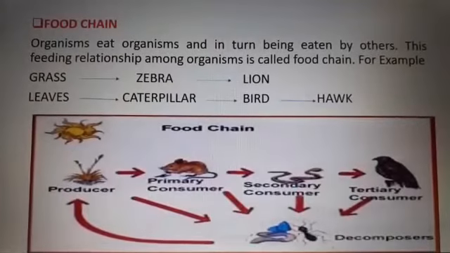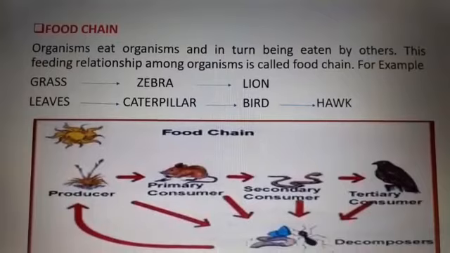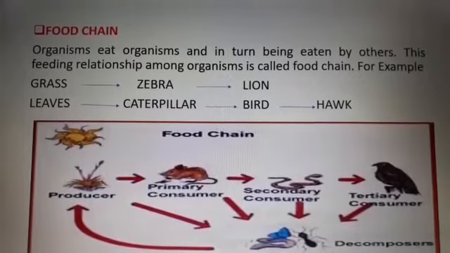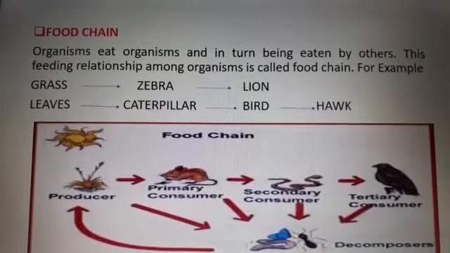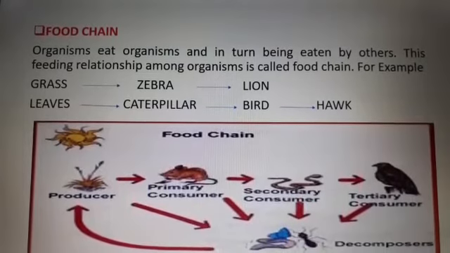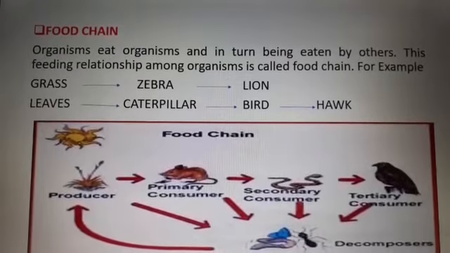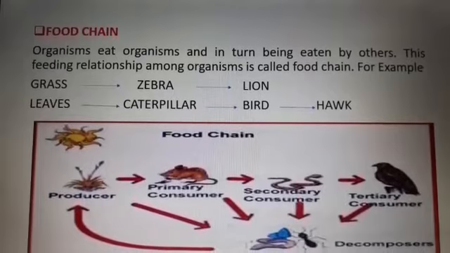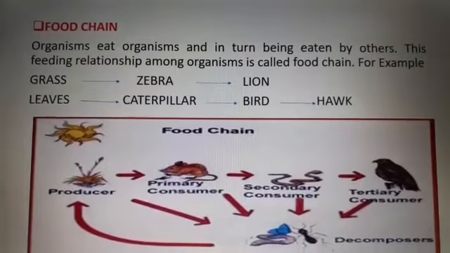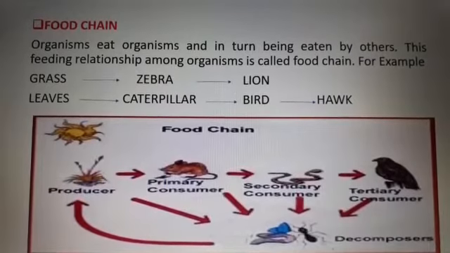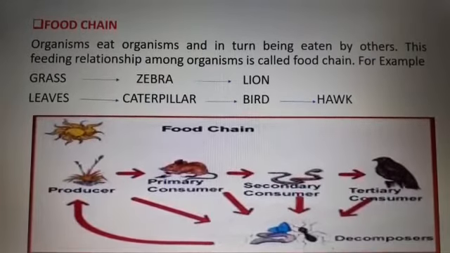Next comes the food chain. Food chain is a relationship in which living organisms eat other living organisms. In turn, they are eaten by the others. This feeding relationship is generally called the food chain. Examples: the grass, which is the producer, is eaten by the herbivore zebra, and again the zebra is eaten by the lion, which is the consumer.